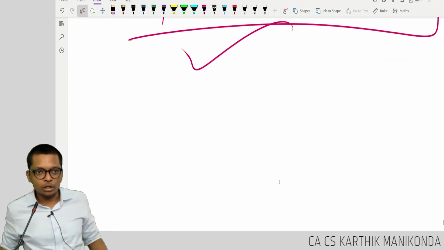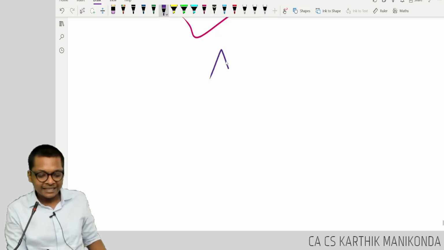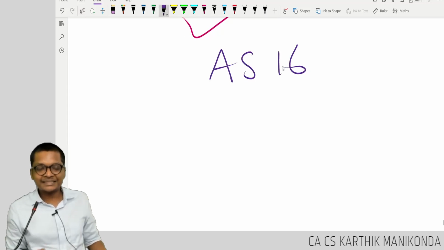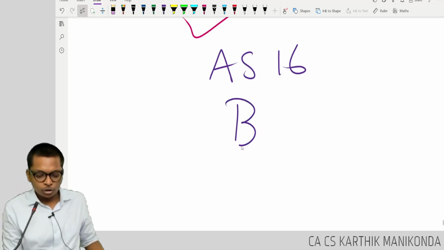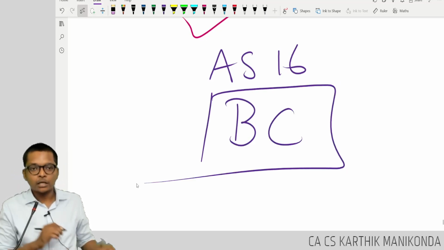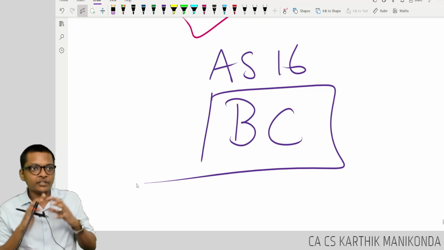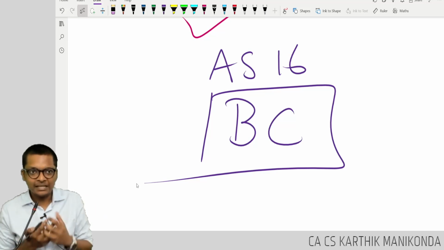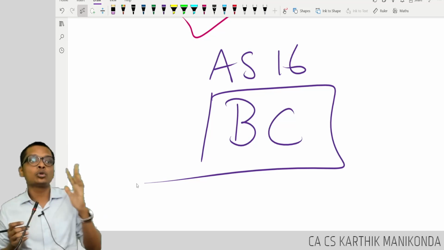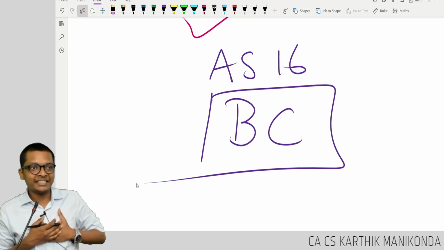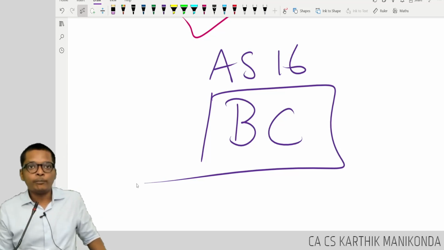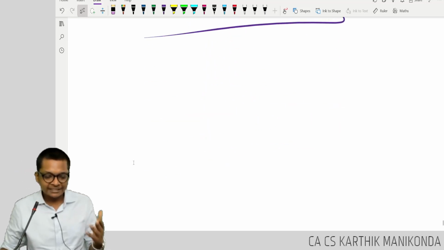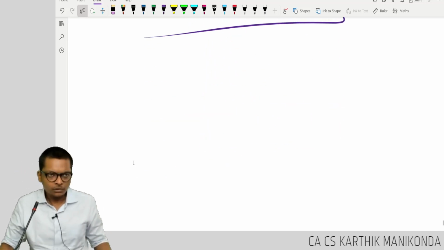So this is the concept we are learning in AS 16, Accounting Standard 16, which talks about borrowing cost. This is the standard. I will finish off the theory quickly, and then later we will go to sums, because once we finish theory, the standard is over. AS 16 talks about borrowing cost. Are you following, guys? Hello? Yes, Sanjeev. Sanjay, yes.